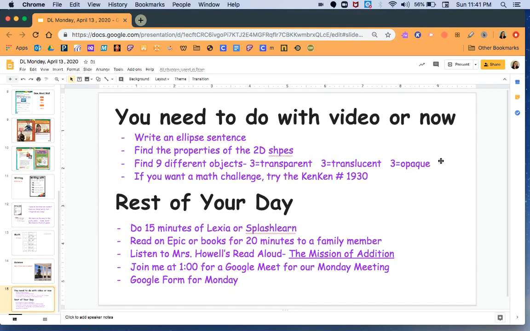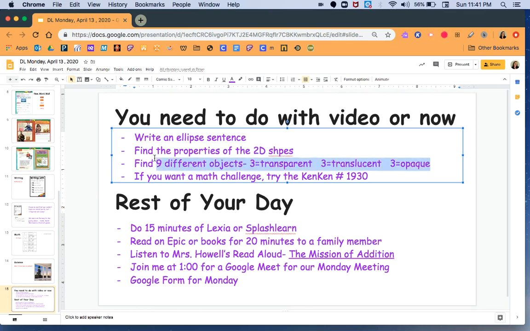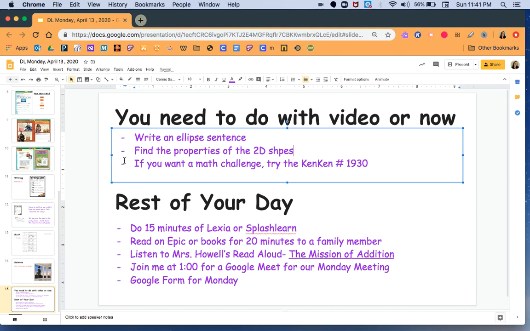So for today, let me erase this. Your jobs are to write, you could have done this with the video, or you need to do it now. You need to write one ellipse sentence. Remember that has those dots. I want you to find the properties of the 2D shapes. And if you want a math challenge, you could try the KenKen 1930 today.